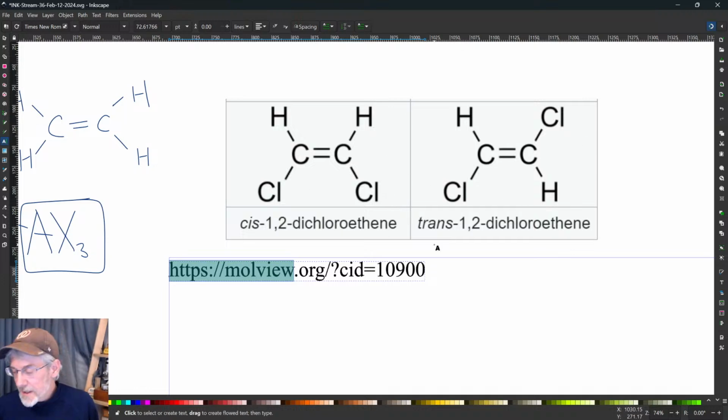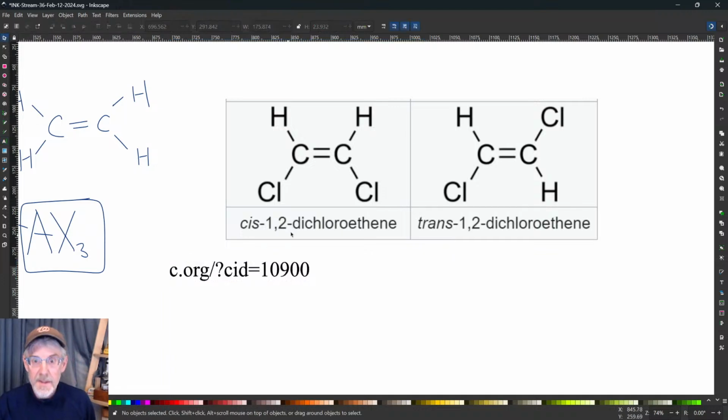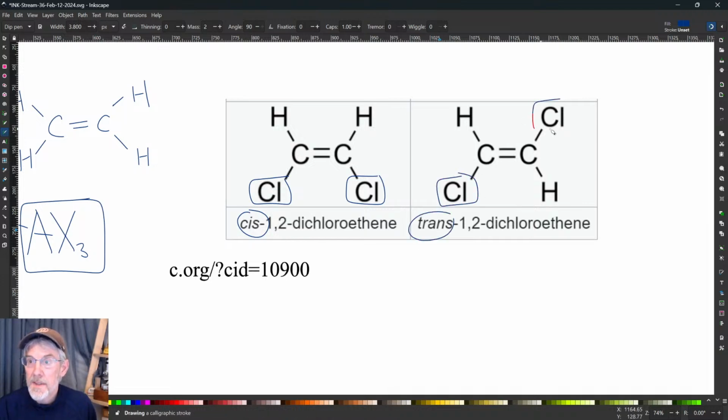So if you look at this here, because it can't rotate, you could have 1,2-dichloroethane. Both of these are 1,2-dichloroethane, but this one is called cis because these are on the same side. This is called trans because they're on opposite sides. And that's because this bond right here, this double bond, can't rotate.